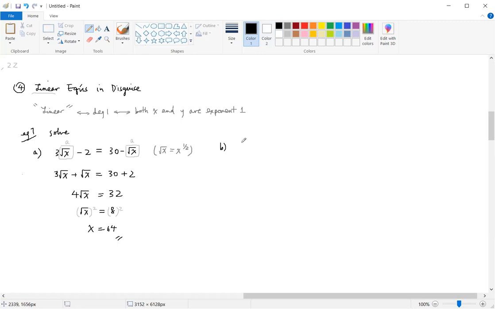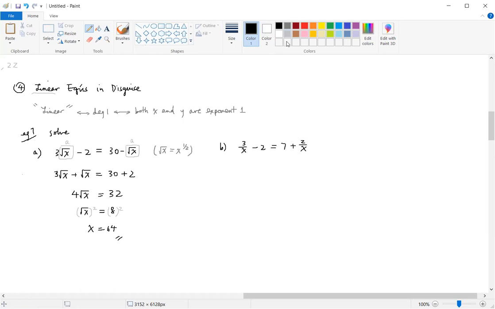Okay, B: 3 over x minus 2 equals 7 plus 2 over x. So this doesn't look like anything special here. Isn't it just kill the bottom, that kind of question? That's right, you can do it that way.